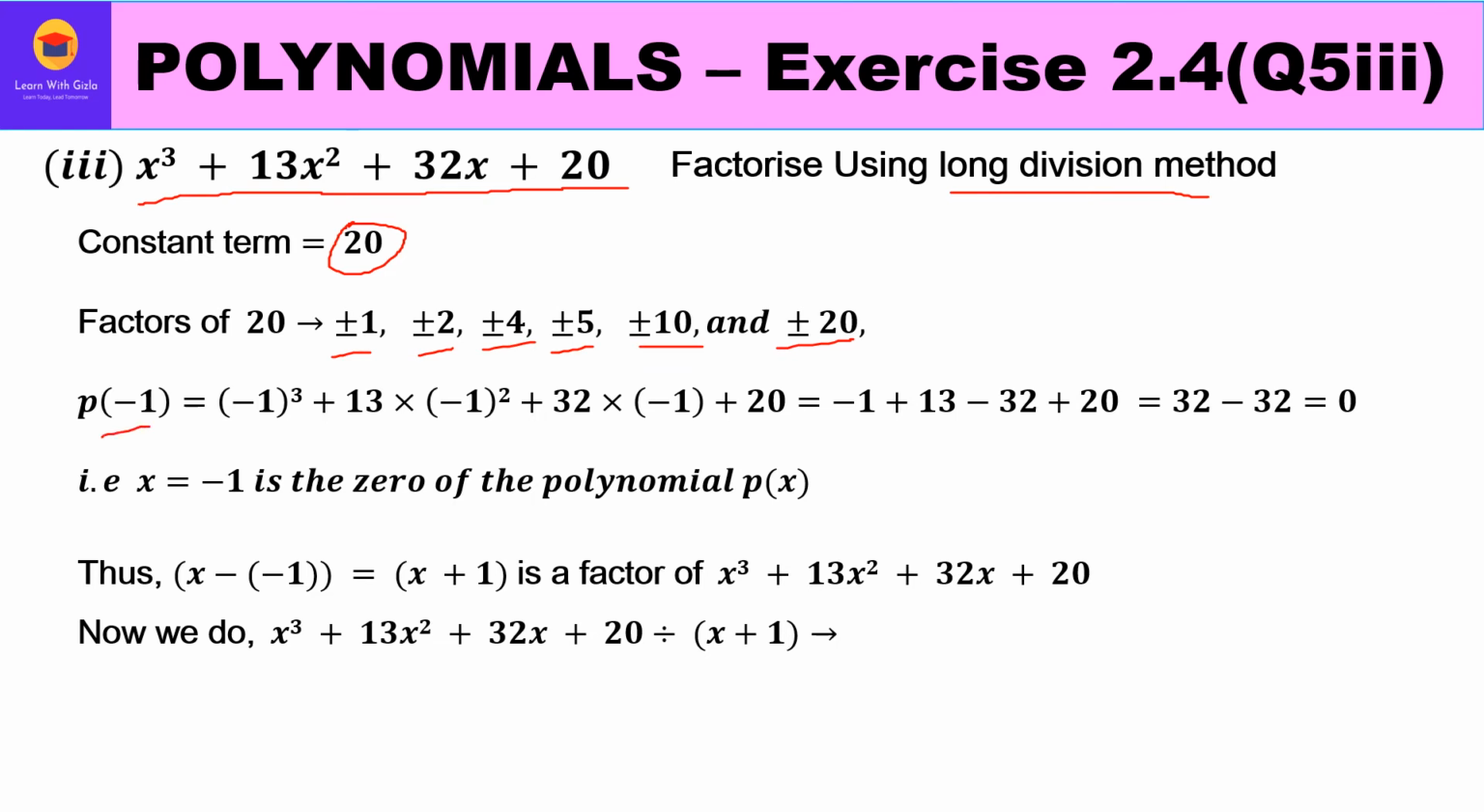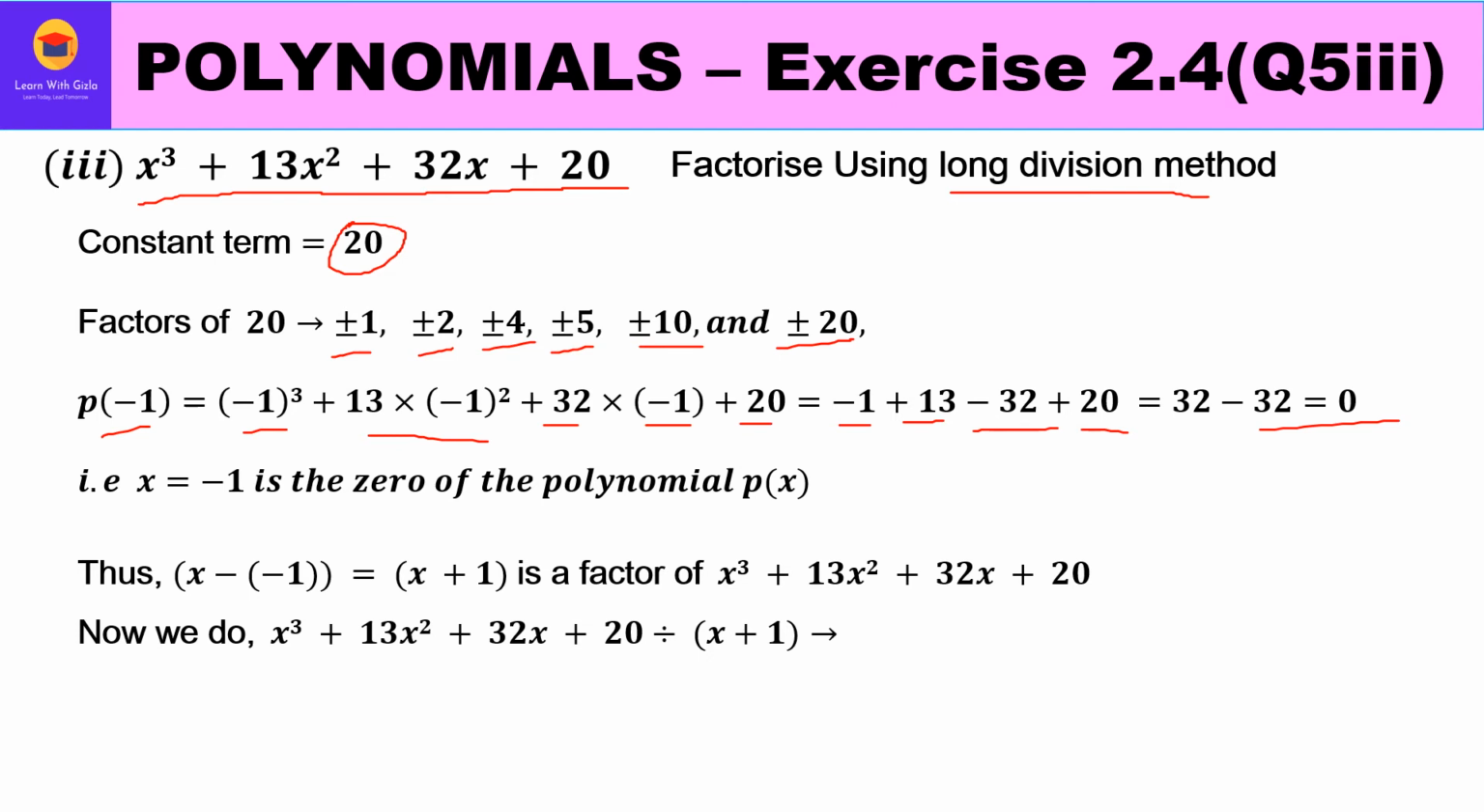Let us take minus 1, right? So minus 1 whole cube plus 13 into minus 1 whole square plus 32 into minus 1 plus 20. Minus 1 cube is minus 1. 13 into 1 is plus 13. Minus 1 into 32 will give you minus 32 and plus 20. And together, if you solve it, you will get 0.